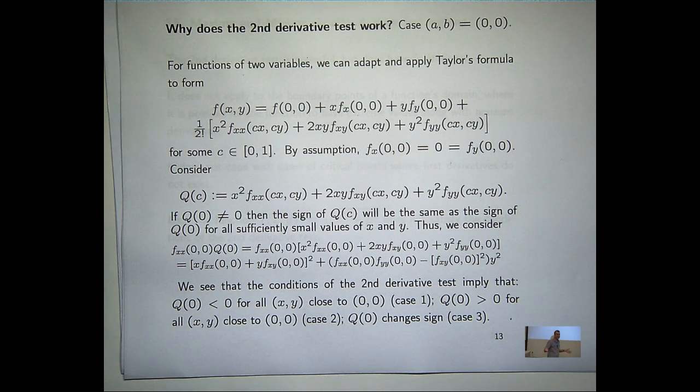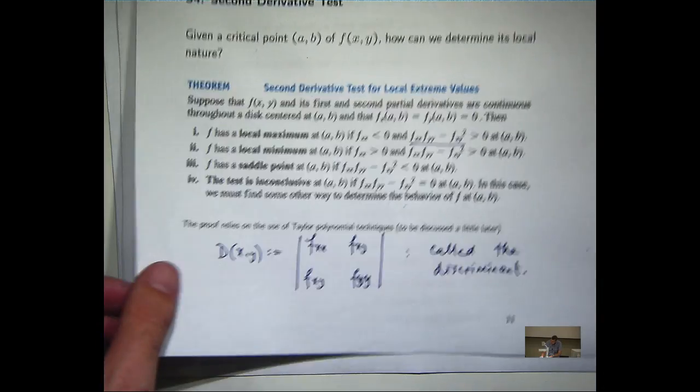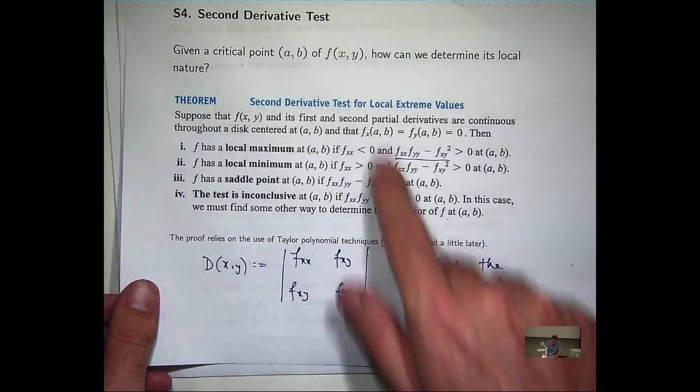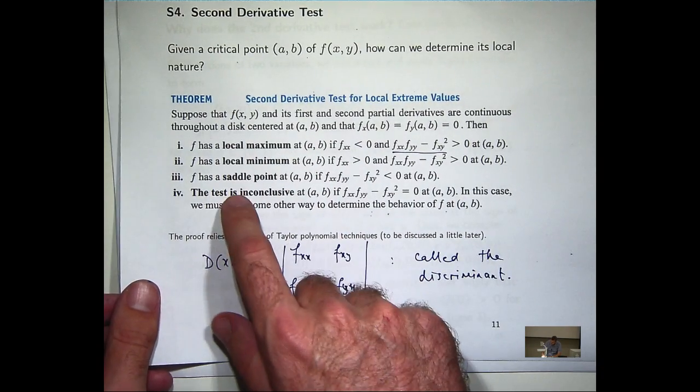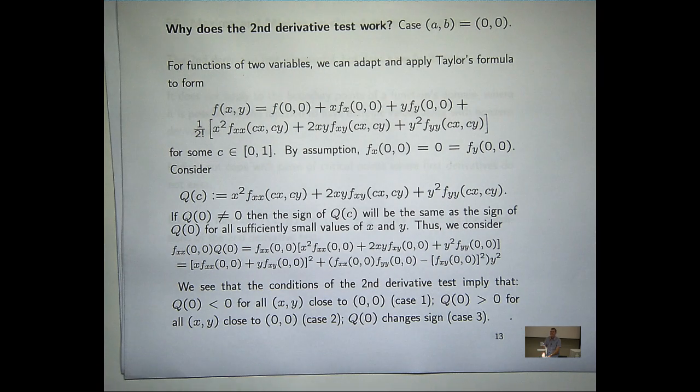Now the big question is, why does the test work? That's a good question. It seems to make a lot of sense. And going back to your comment before about the sign of f sub yy, you can play with this second derivative test. These aren't the only conditions that'll lead to these sorts of conclusions. So let me show you why it works.